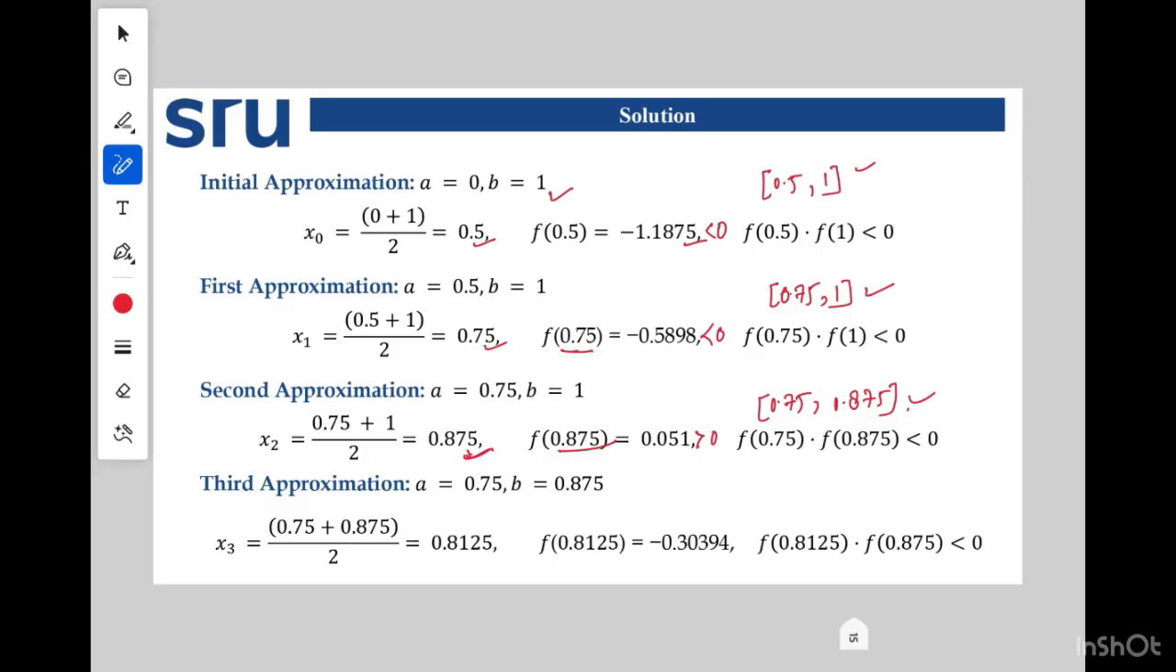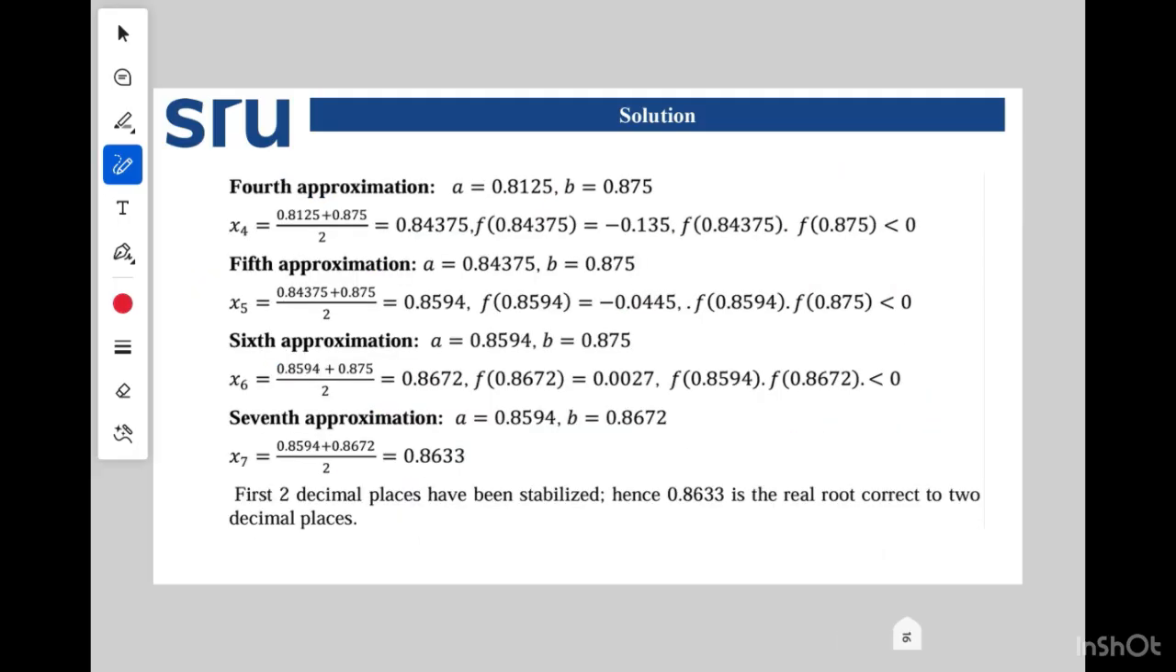So now with the new interval, we can calculate the third approximation by taking the midpoint of this interval. So x3 is 0.8125. Now if we calculate the sixth and seventh approximations, means x6 and x7, then x6 equals 0.8672 and x7 equals 0.8633.